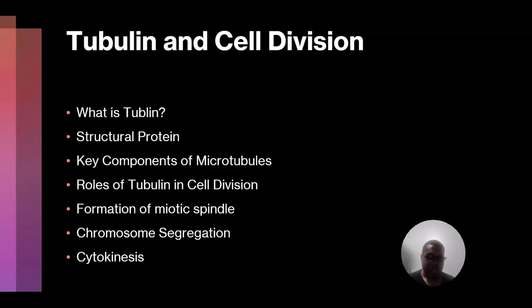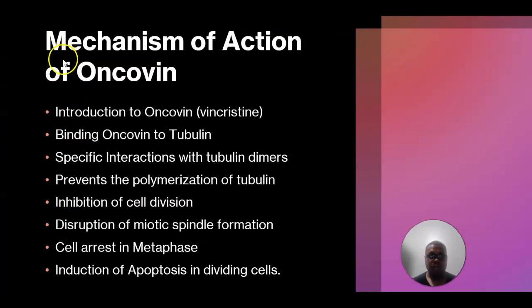So before I move on, I want to talk about there being two types of tubulin, which is the alpha tubulin and the beta tubulin. And basically, what we're looking at here is mitosis, meiosis one and two. That's basically what this whole thing is talking about. So as I move on, I want to talk about the mechanism of action of Oncovin.